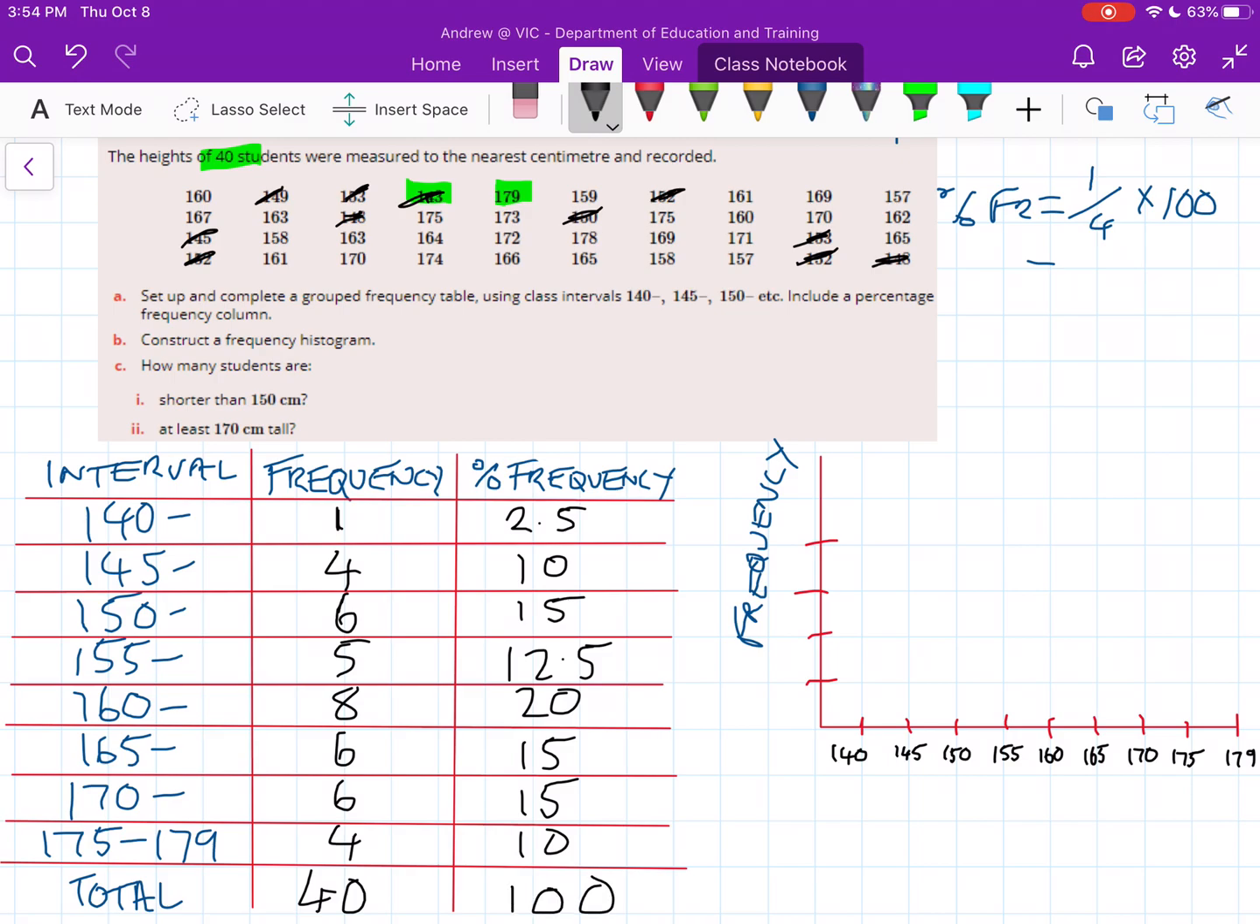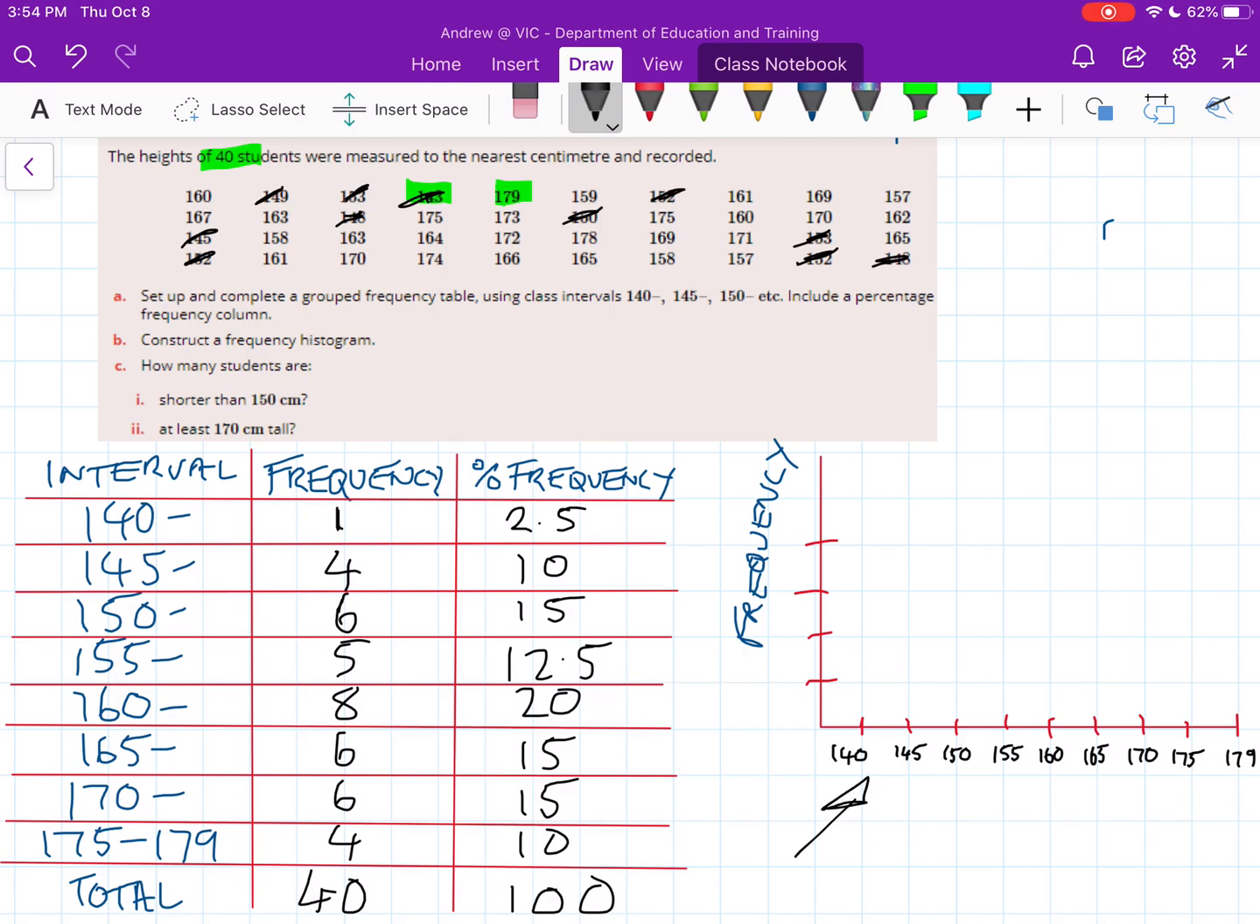Okay, so now it asks us to make a histogram. You might be aware of bar charts, but histograms don't have any gaps in them. That's the main point of a histogram. It shows data happening one after another. So you have your frequency and you have your values here. Just take note down the bottom.